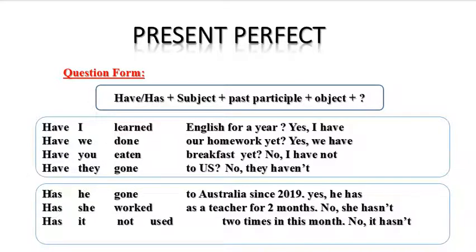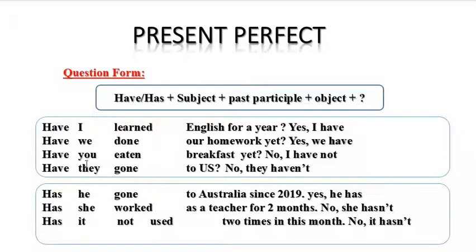Let's continue. Has he gone to Australia since 2019? Yes, he has. Has she worked as a teacher for 2 months? No, she hasn't. Has it been used 2 times in this month? No, it hasn't. Okay, that is the question form in present perfect. So remember the form of it and the usage.